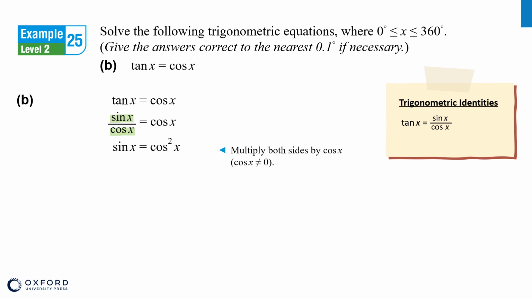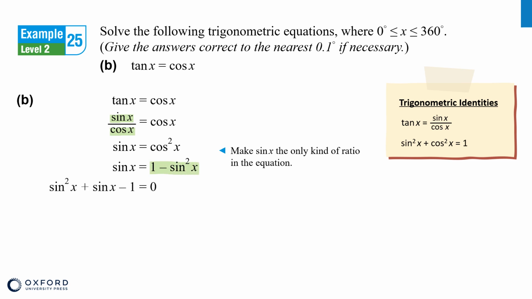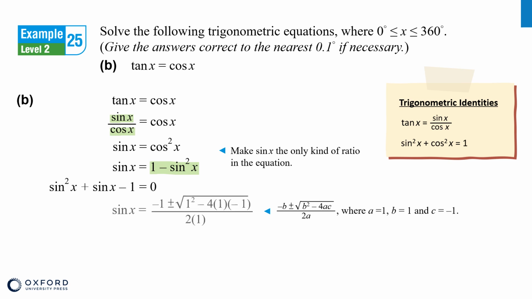We can multiply both sides by cosine x to get sine x is equal to cosine squared x. Again, we'll have to keep only one kind of ratios left in the equation. Convert cosine squared x into 1 minus sine squared x, and again we've got the quadratic equation. This time we may not factorize it easily. Then let's use the quadratic formula to find the possible values of sine x.